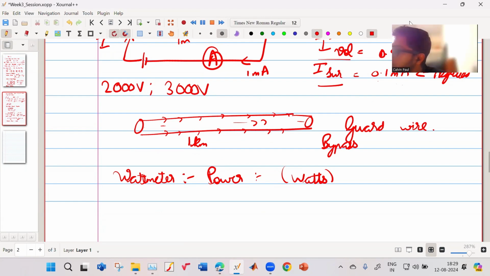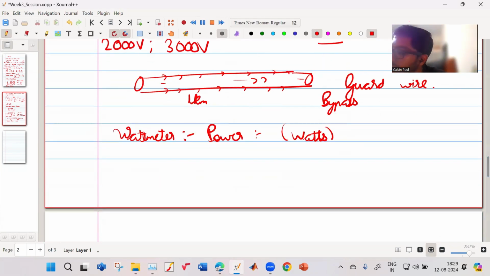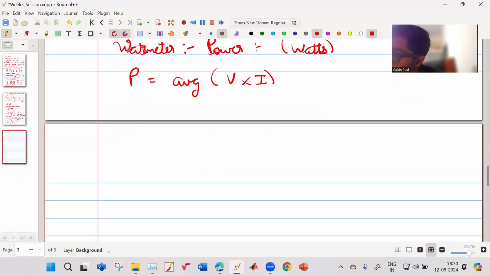All right. So this active power is the average of your voltage into your current. That average will give you your active power, and that power you want to measure. And to measure that, we use a wattmeter. So wattmeter is basically an electrodynamic instrument.